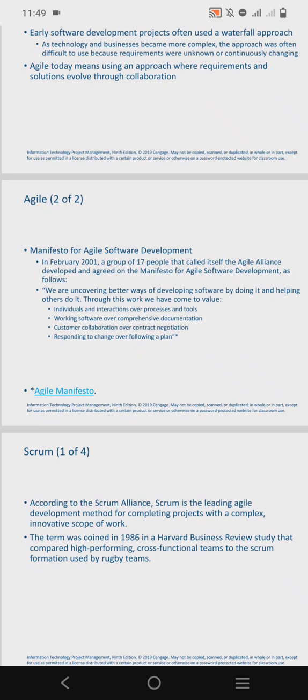Now, before we move further, let us talk more on the agile process. Okay, so agile project management is an iterative approach to managing software development projects. And these software development projects focus on continuous releases and include customer feedback with every iteration.